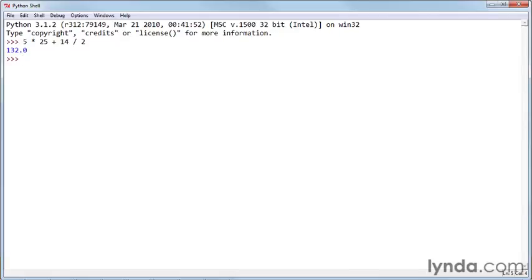If we want a different result, obviously we could use parentheses. We could say 5 times, and put in parentheses here, 25 plus 14 divided by 2, and we can get that different result. I strongly suggest when you're writing your own code that you use the parentheses to explicitly say what it is that you mean to say, that you don't write bare expressions with a lot of different operators, like the first one here in this example, that you just don't do that.